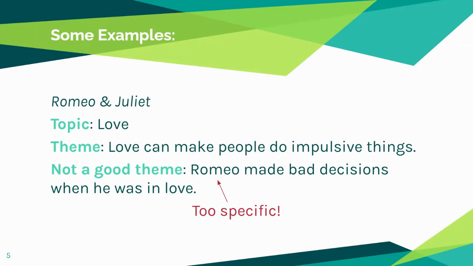Now, that is very true in the play. That is what happens. However, it's too specific. So our themes need to be general or universal. You could not apply that sentence, Romeo made bad decisions when he was in love, to many different texts because that character won't be in many different texts. But love can make people do impulsive things. That's a theme that could show up in different books, not just this one.